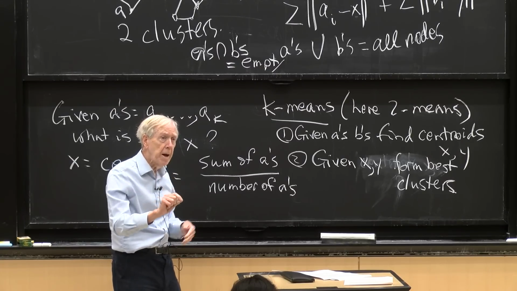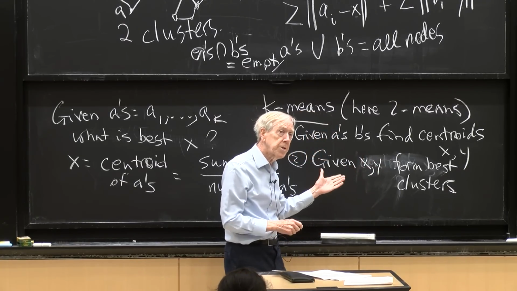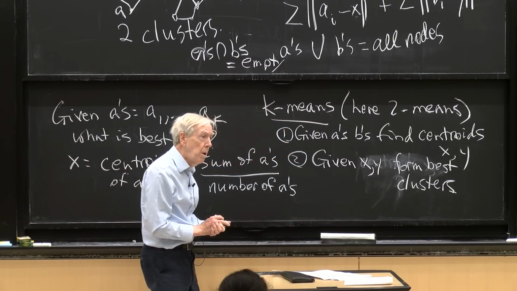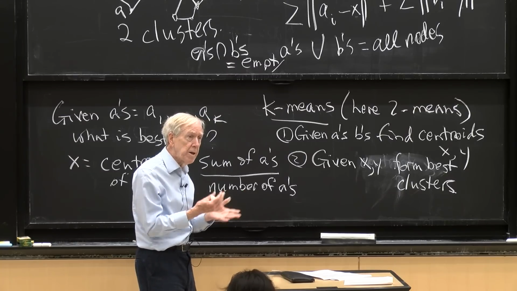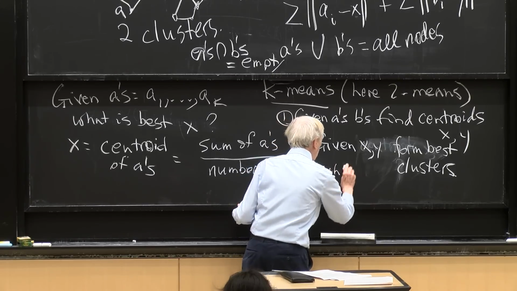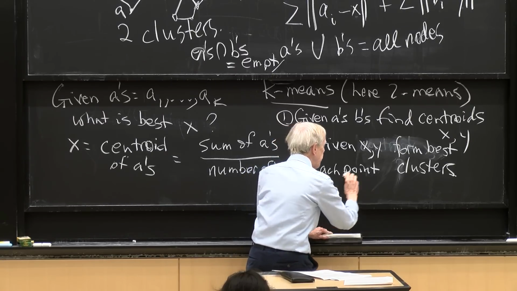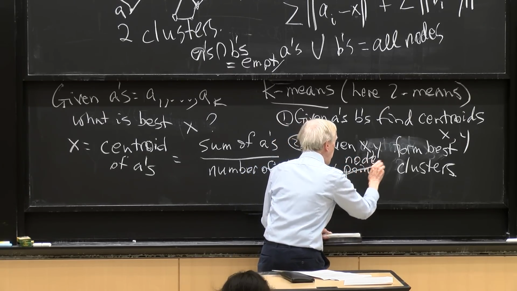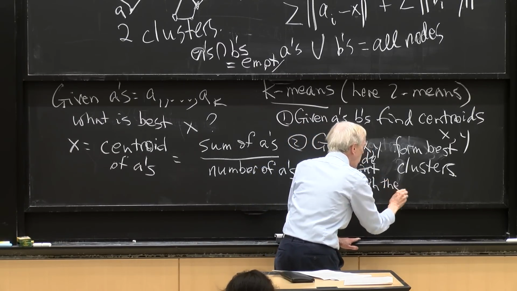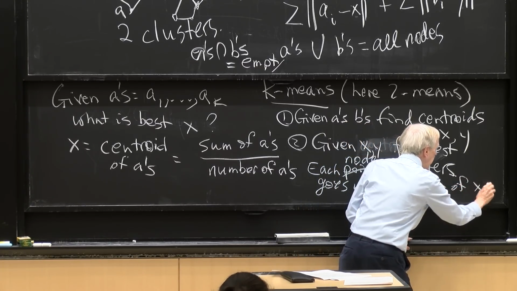Well, I take a point and I have to decide, does it go in the x cluster, or does it go in the cluster around y? So how do I decide that? Just whichever one it's closer to. So each point goes with each node. I could say each node goes with the closer of x and y.